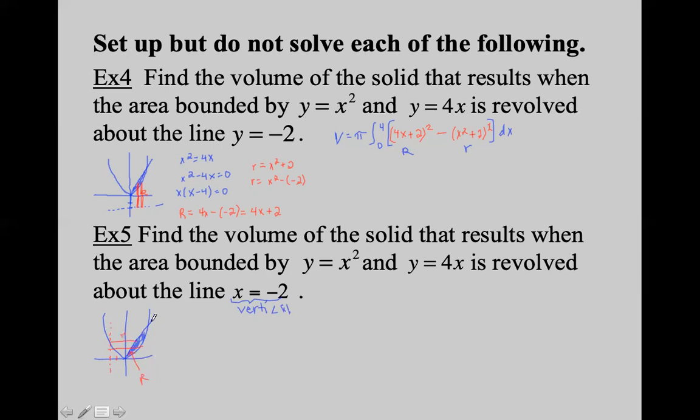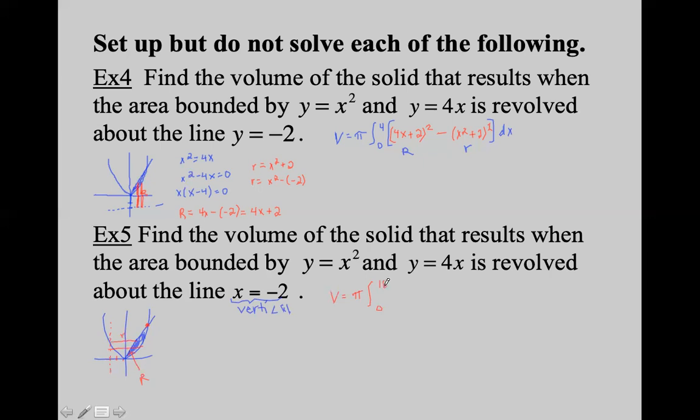But before I can do those, I need to also know the limits of integration. And notice it's not going to be 0 and 4 anymore because we're looking at this sideways. You might even want to turn your head. This is still 0, but what's this point of intersection out here? Well, we know the x coordinate is 4. So if we plug that in, 4 squared is 16. So our volume is going to be pi times the integral from 0 to 16.